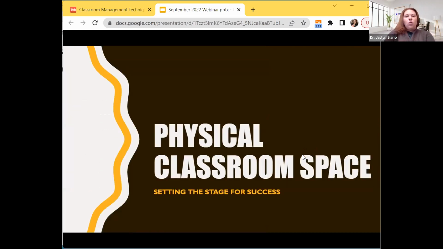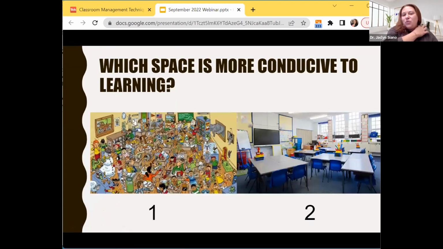The first topic I want to talk about is physical classroom space, because really when you think about classroom management, everything occurs in that classroom. So the physical aspects of that classroom are super important. In the chat, I just want you to write number 1 or number 2. Which space do you think is more conducive to learning? Just put in the chat either a number 1 or a number 2.